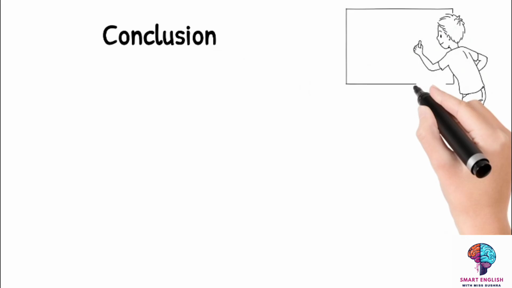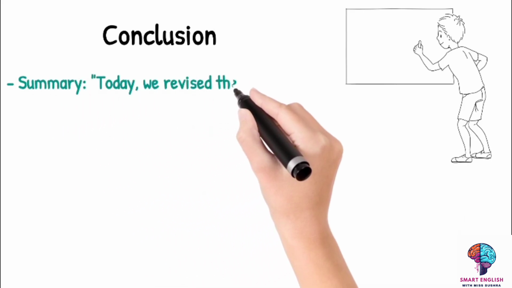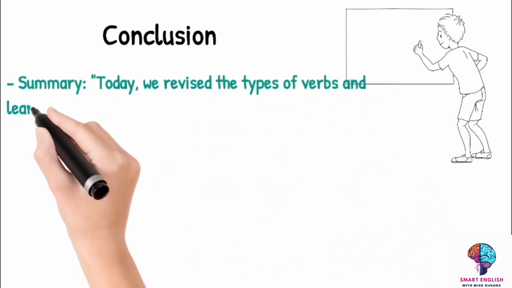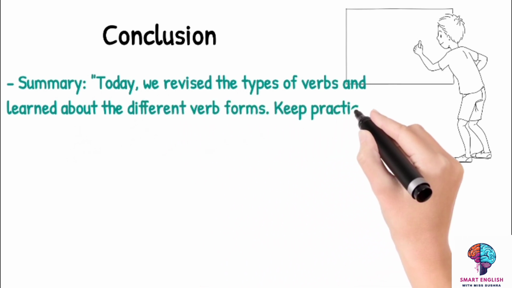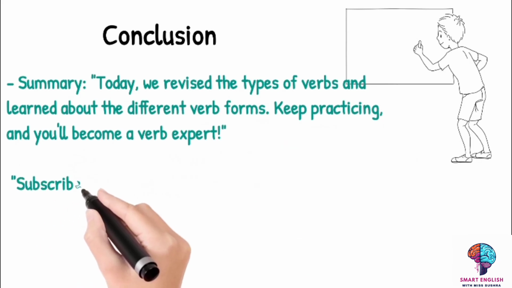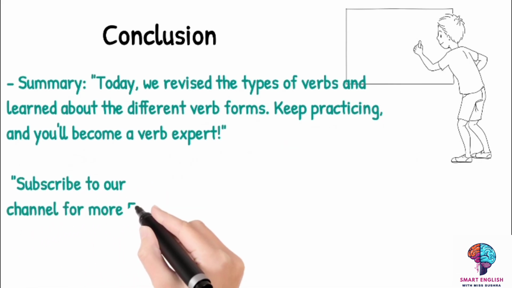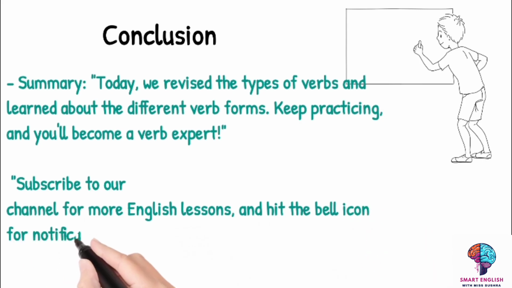Let's have the conclusion of today's class. Students, as you know, today's class is all about verbs, and verbs are very important in English speaking. Right now, whatever I have spoken, I have used multiple verbs in my speaking also. So the summary of today's class is that we revised the types of verbs and learned the different forms of verbs. Keep practicing, and you will become an expert in that.